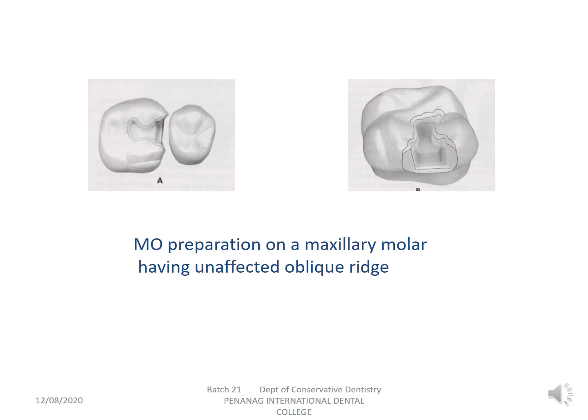These are the pictures of the inlay preparation on a maxillary molar having an unaffected oblique ridge. In the picture, you can clearly see, I am repeating again, cavity preparation with the walls diverging 2 to 4 degrees from the pulpal floor towards the occlusal aspect, a clear occlusal bevel flare as well as a gingival bevel.